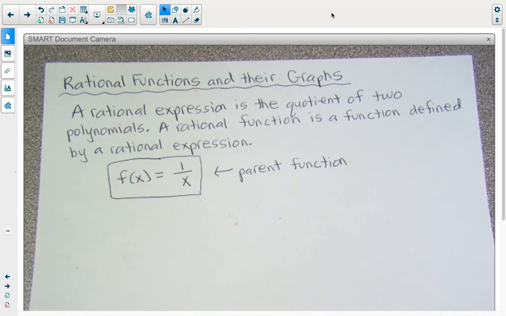So today we're going to take a look at what the graph looks like in Desmos, talk about the domain and the range, and then talk about what an asymptote is and how to find it. So rational functions and their graphs.